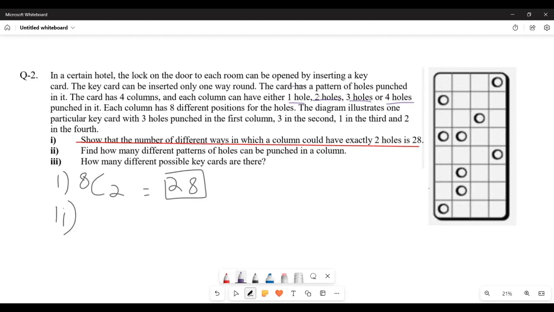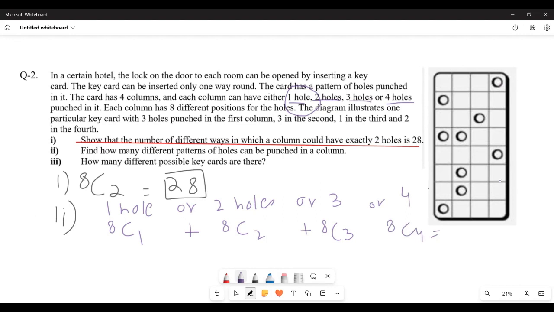So let's consider one hole punched. How many cases do we have of that? 8 spots available, only one of the spots has to be punched, so that's going to be 8C1. Or if two holes are punched, where 'or' means plus, then it's 8C2. Or if three holes are punched, it's going to be 8C3. Or if four holes are punched, then it's going to be 8C4. So find this sum and that should be the answer.